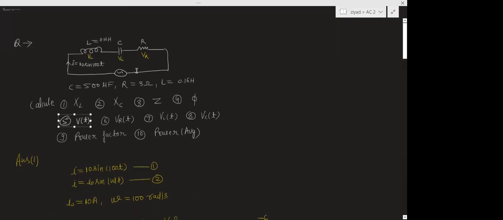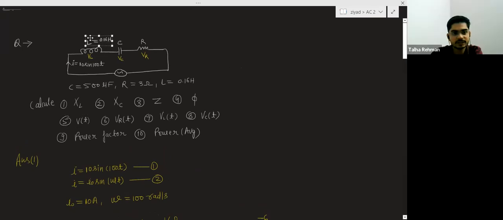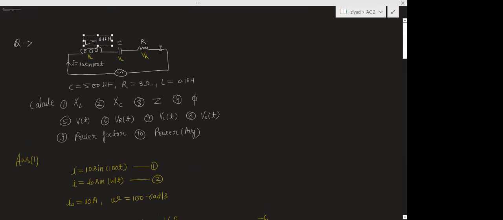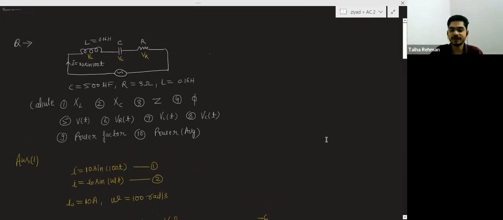What is the next chapter after this one? The next chapter will be the electromagnetic wave. Have you completed electromagnetic wave in class? Yes, sir. Basically, electromagnetic wave is not a very lengthy chapter. That chapter is a very easy chapter. And after the electromagnetic wave, we will start the optics.